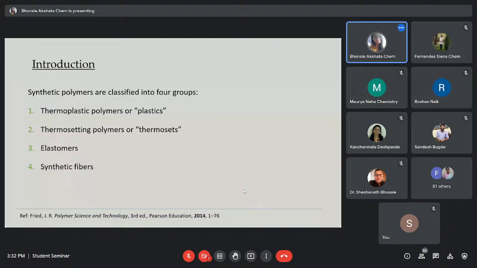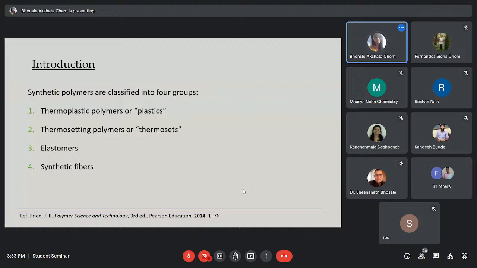Now, synthetic polymers are classified into four groups. We have the thermoplastic polymers or plastics, the thermosetting polymers or thermosets, elastomers, and synthetic fibers. Strictly speaking, only the first group and subsets of the third and the fourth group have to be referred to as plastics because their characteristics are such.